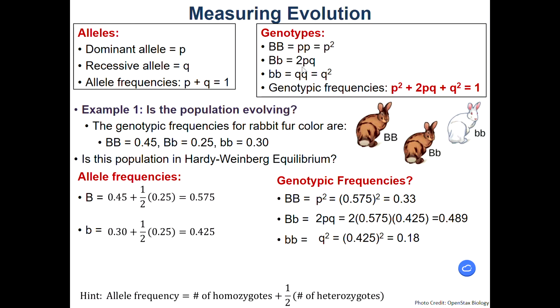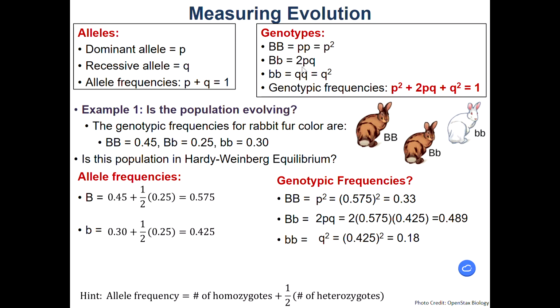Now, looking at these genotypic frequencies and these genotypic frequencies, is our population in Hardy-Weinberg equilibrium? No. For our population to be in Hardy-Weinberg equilibrium, we need these genotypic frequencies to match these genotypic frequencies. They need to be the same. So that's one way to test to see if our population is in Hardy-Weinberg equilibrium.